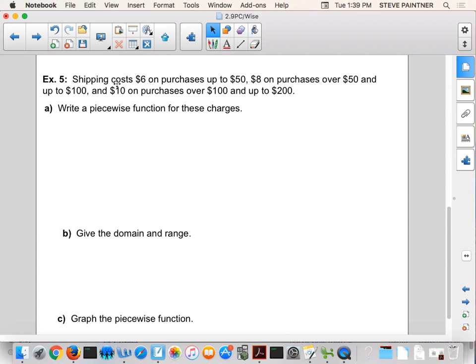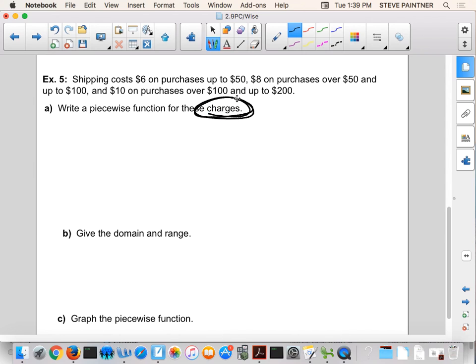200. So this problem says write a piecewise function for what? These charges. So you want a function for the charges. So I'm going to use C for my charge. Your shipping cost will be determined by what? How much you spend, exactly. You know what I'm going to use for a letter though? I don't like S because S looks like 5.